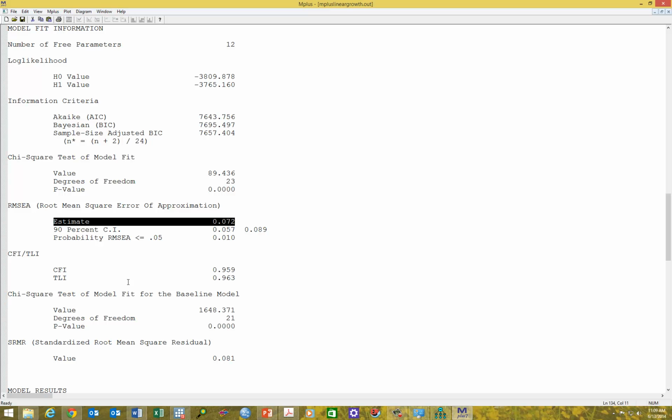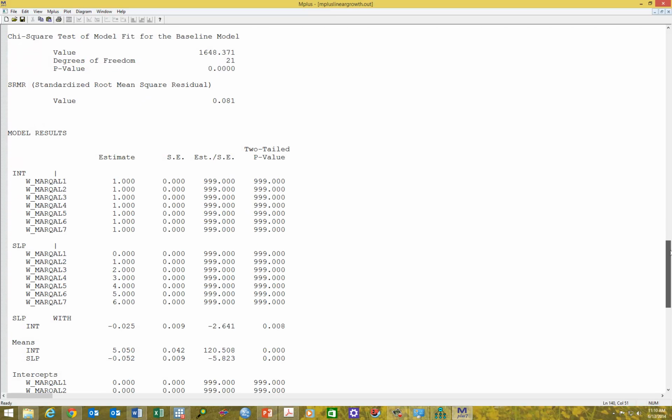The RMSEA doesn't say that it fits really well, but it also doesn't say that it fits terribly. Now our CFI here, we'd like to see that above 0.95, and in fact it is above that. So the CFI indicates that this is a pretty good fitting model. Based on this information, you'd probably conclude that it fits well enough. It may be that there's some nonlinear growth going on here, quadratic, and adding a quadratic slope may increase the model fit. But that we'll leave for another demonstration.